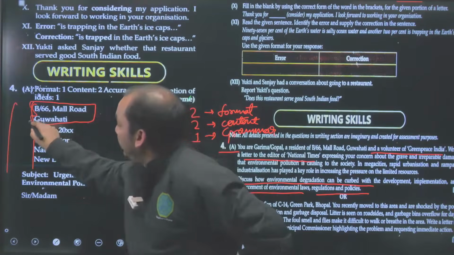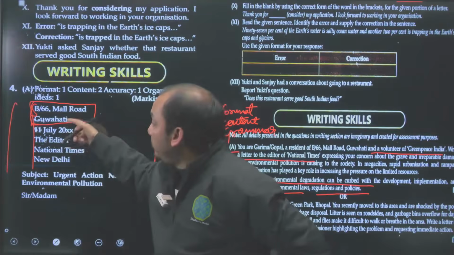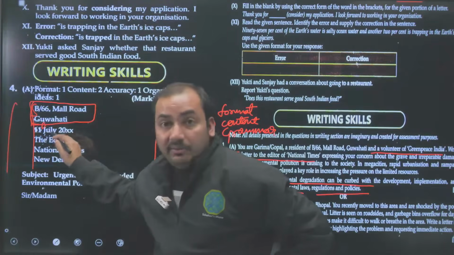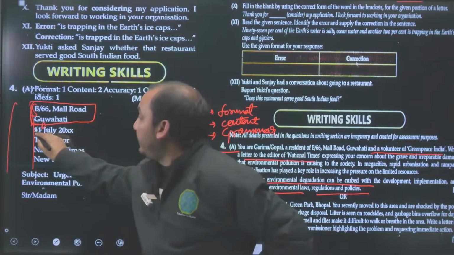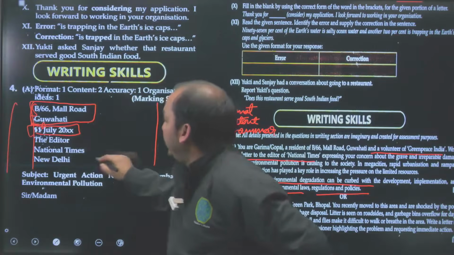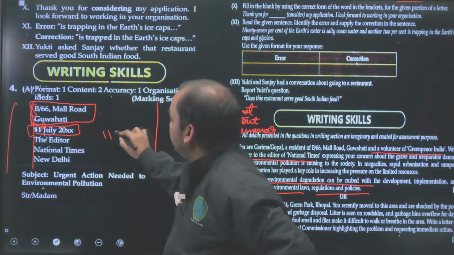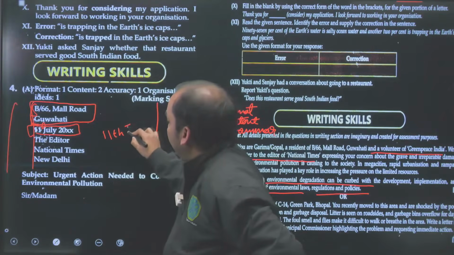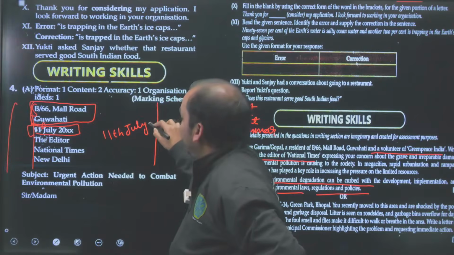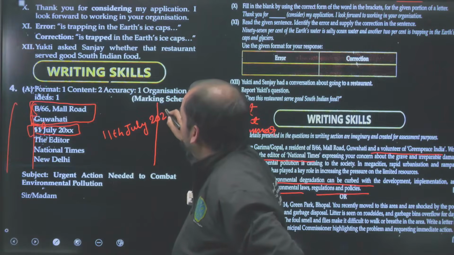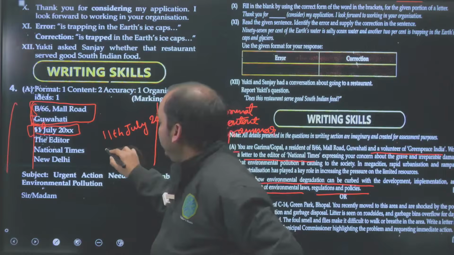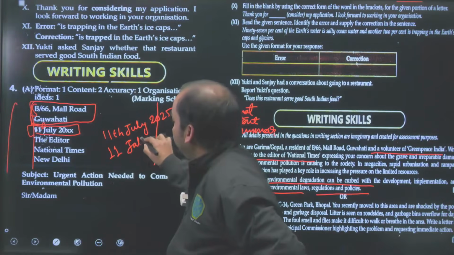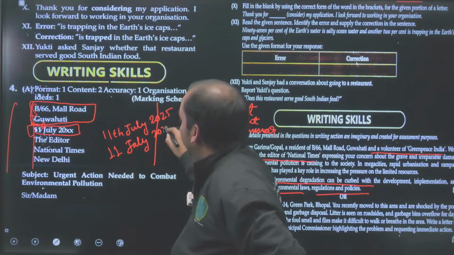Also remember one thing: after writing the address, you have to give one line of space. It means that after giving one line space, you will write the date. There are 3 ways to write the date. The first way is, as you can see here, 11th July 2025. And the second way to write the date is 11 July, without using the "th", 2025.